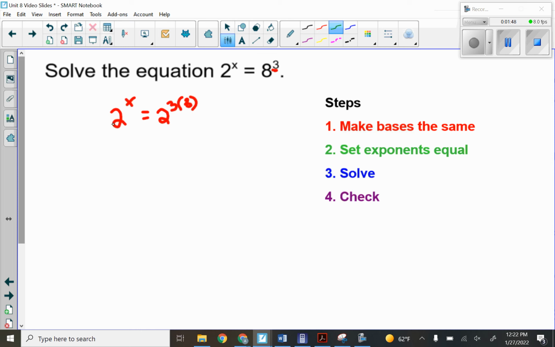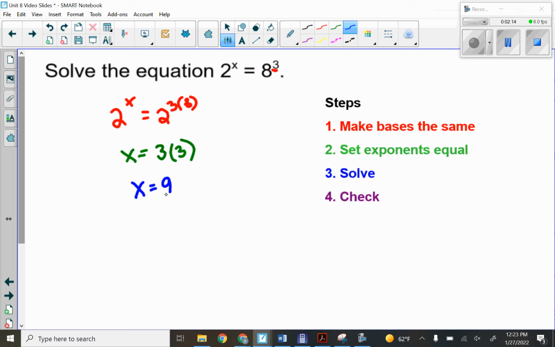So once we have the same bases, 2 and 2, now we're going to look at just our exponents and we're going to set those equal to each other. So x equals 3 times 3, and then solve. In this case, we just have to multiply those. 3 times 3, 9.